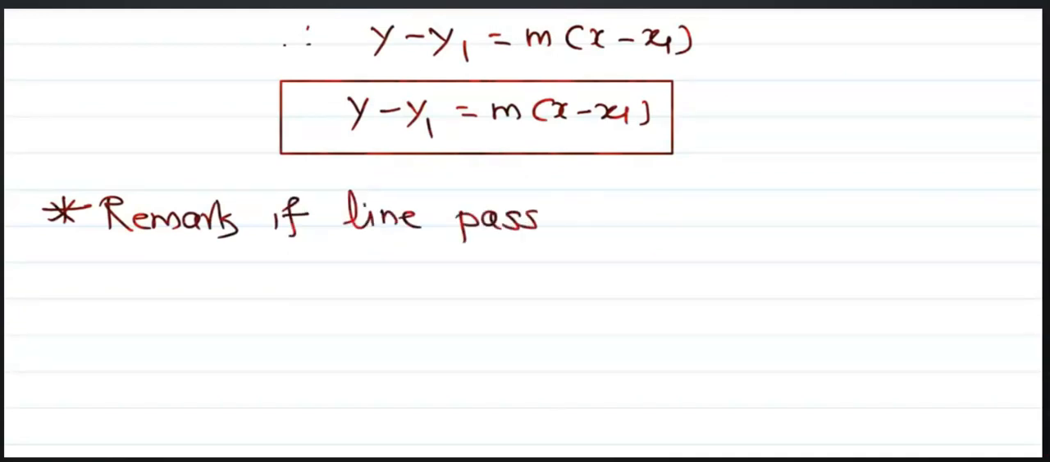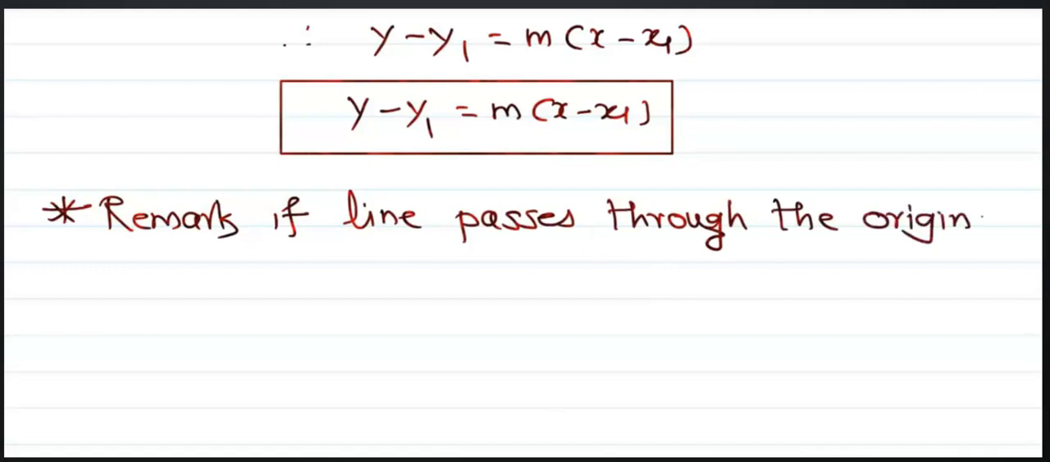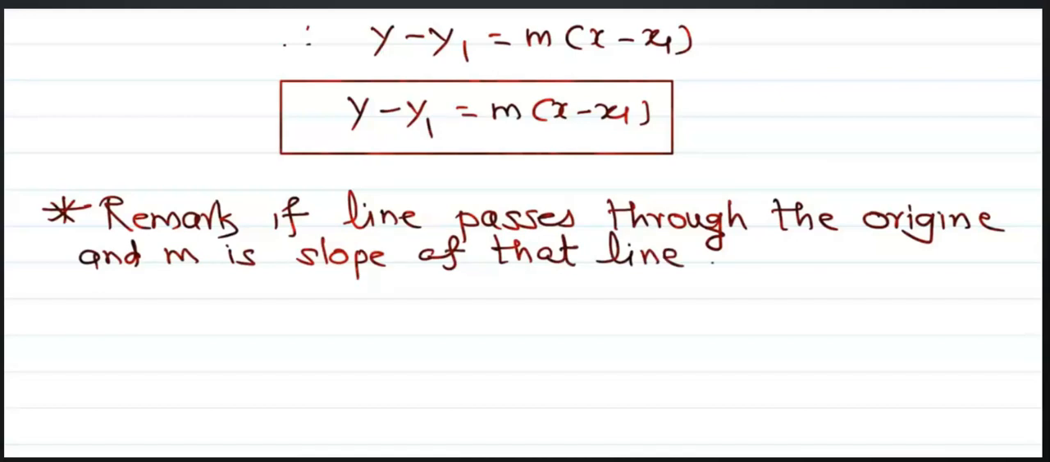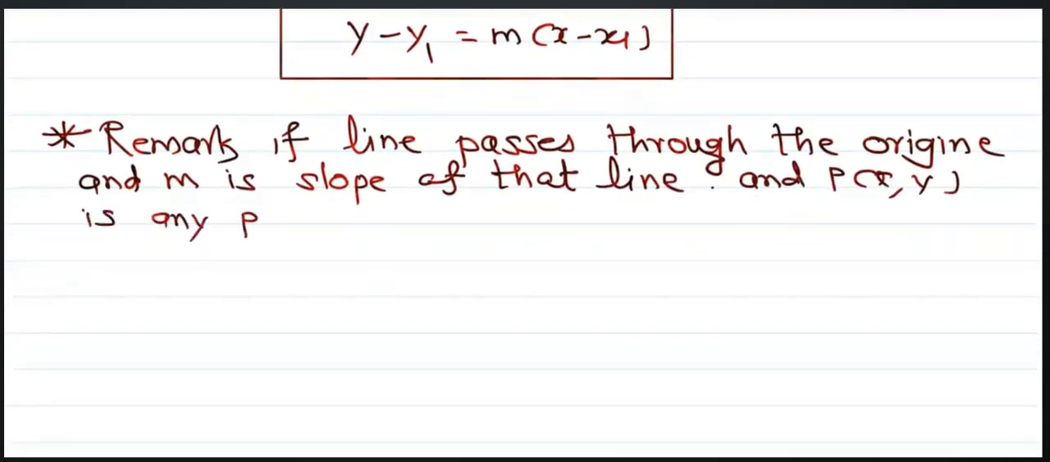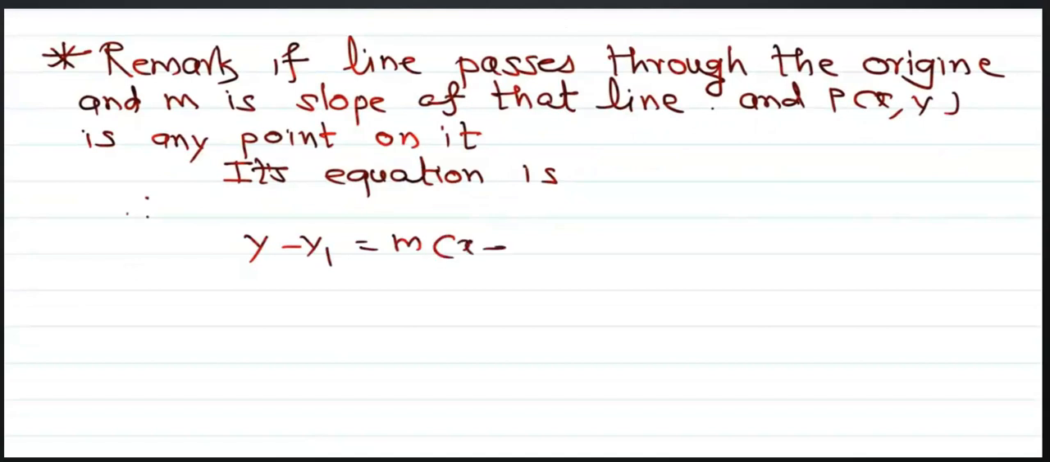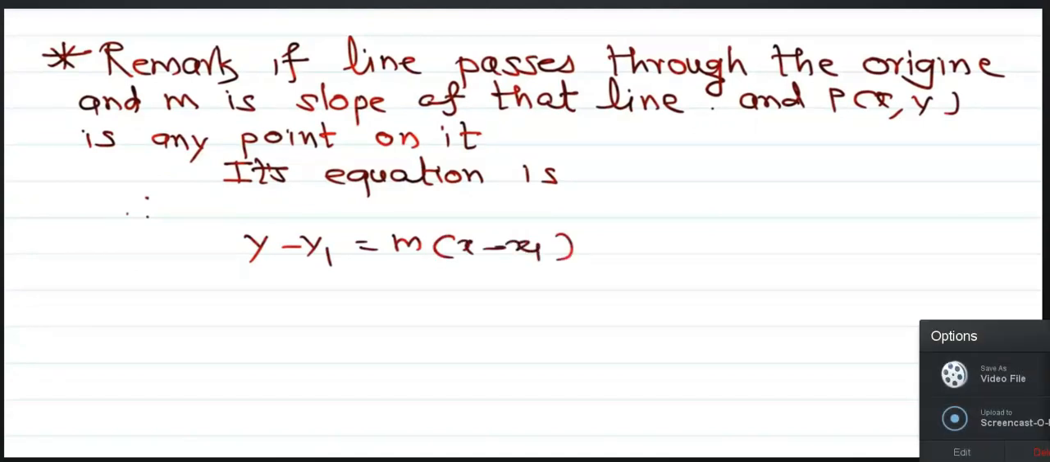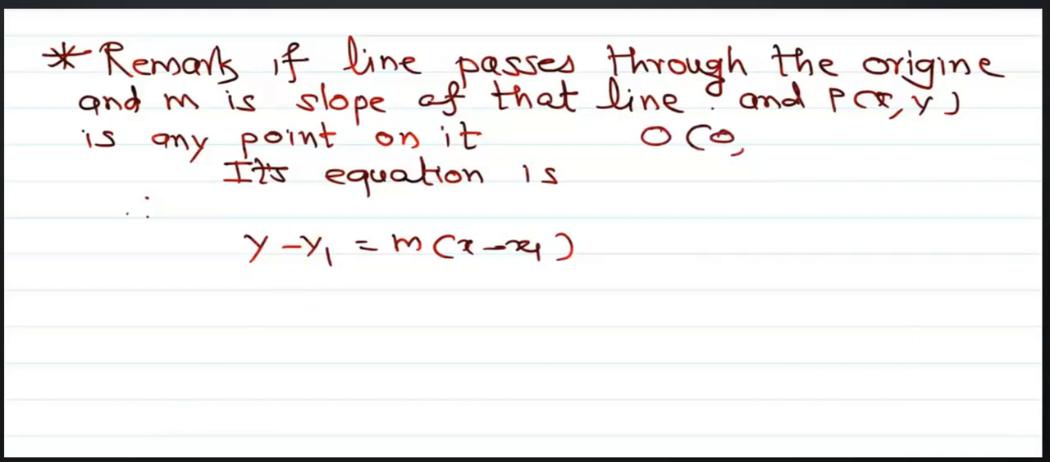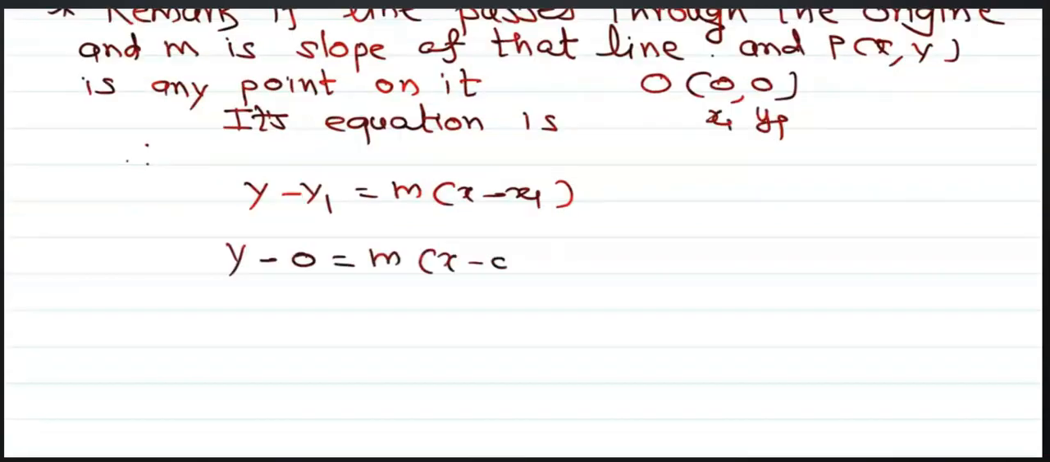Remark: if the line passes through the origin and m is the slope of that line and P(x, y) is any other point on it, then its equation is y minus y1 is equal to m in bracket x minus x1. Now the given line passes through the origin. Therefore x1 and y1 are replaced by 0, and that's why you will get the equation of the line y is equal to mx.